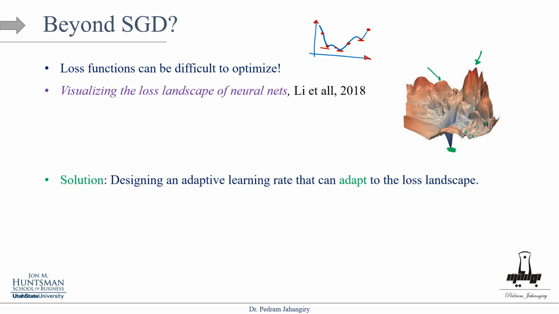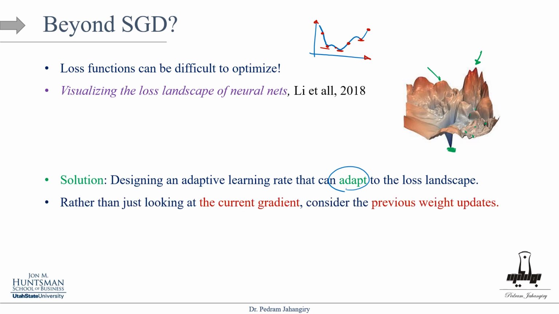The way to fix this is by designing an adaptive learning rate. This learning rate should work in a way that it adapts to the loss landscape. For example, it needs to incorporate the previous values of gradients as well. We call this momentum. Rather than just looking at the current gradient, it needs to take into account the previous weight updates as well. If the gradient is high here, it's going to take larger steps, here it's going to take smaller steps, but at the same time, it's going to take into account the previous weight updates.